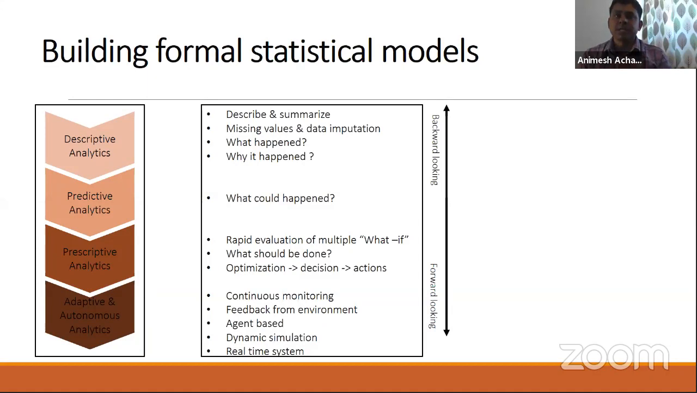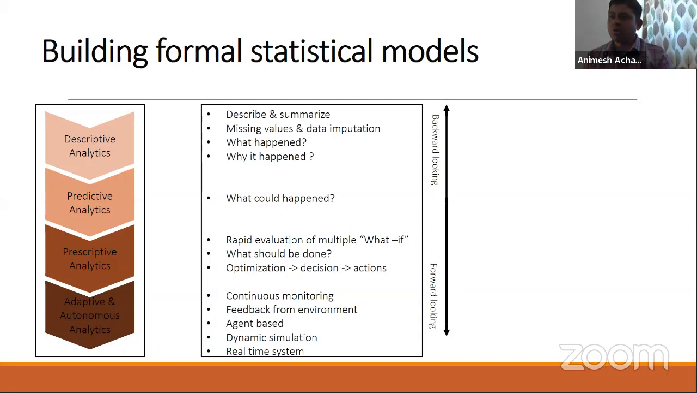Okay. Now the question is, what is the difference between them, and when should we do what? So descriptive analytics, as I said, is all about what has already happened, and predictive analytics is about what is going to happen. Prescriptive means if you change one parameter, how does it behave. And the last one, which is the very high level, where people are using deep learning and agent-based simulations, is real time.